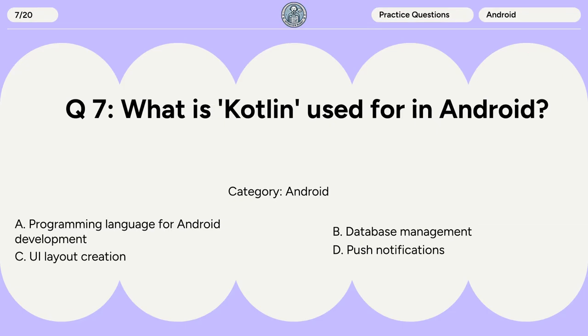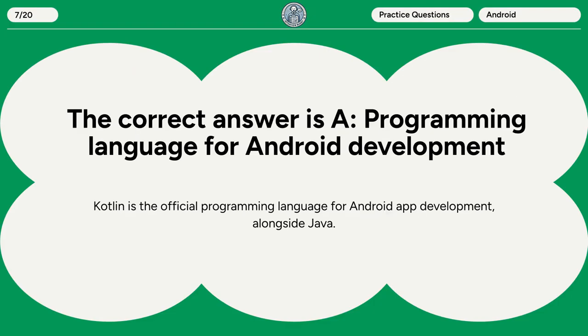Question 7. What is Kotlin used for in Android? A. Programming language for Android development. B. Database management. C. UI layout creation. D. Push notifications. The correct answer is A. Programming language for Android development. Kotlin is the official programming language for Android app development, alongside Java.